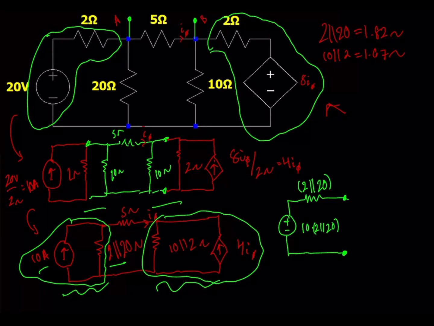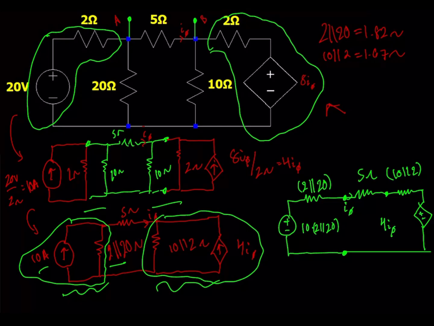And we can keep that 5 ohm resistor unchanged, as I0 is going through it. And then for the right side, with this 4I0 dependent current source in parallel with this 10 ohm and 2 ohm combination, we can keep that resistor here, 10 ohm and 2 ohm, and then this dependent current source becomes a dependent voltage source again, with a value of 4I0 times that 10 ohm and 2 ohm parallel combination.